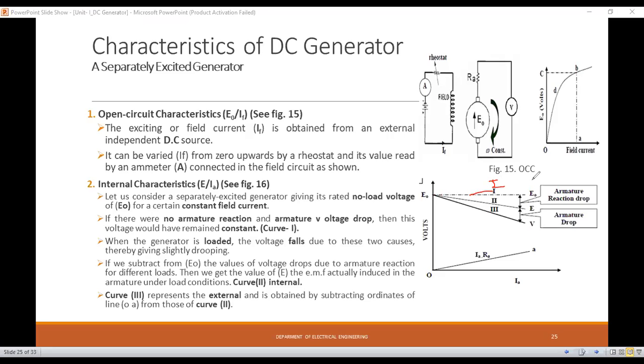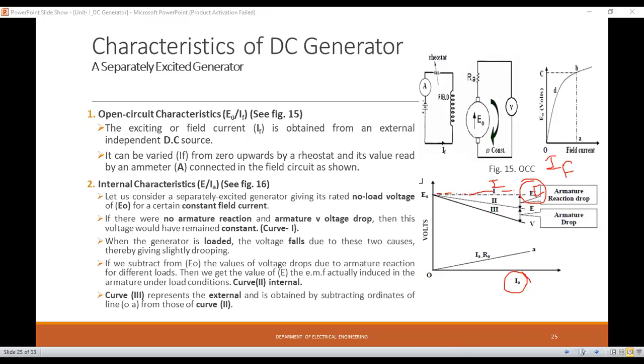So this is nothing but induced EMF E0. When the IF of the machine, that is the field current of the DC generator, is constant, then for each value of armature current IA, the induced EMF of the separately excited DC generator is constant and it is taken as E0, without taking the armature reaction drop and the armature voltage drop.